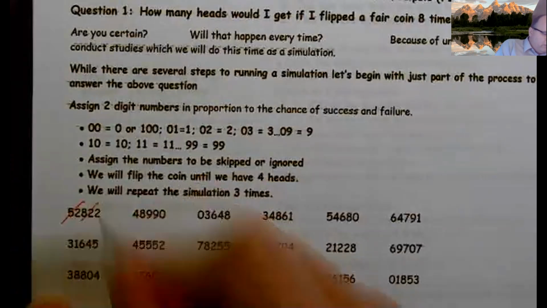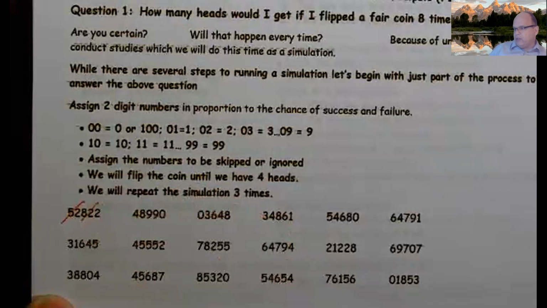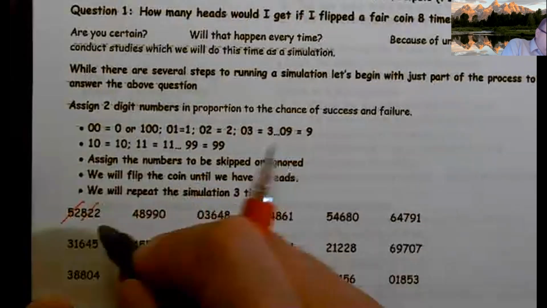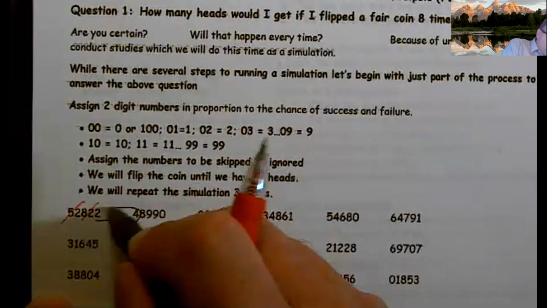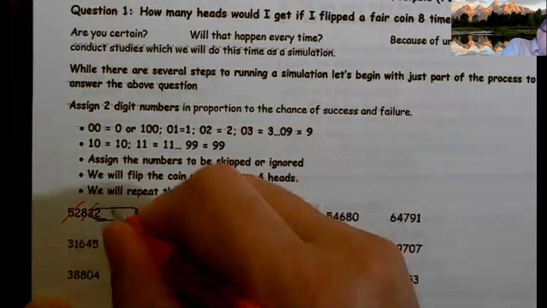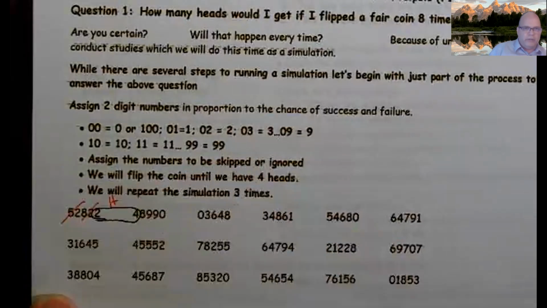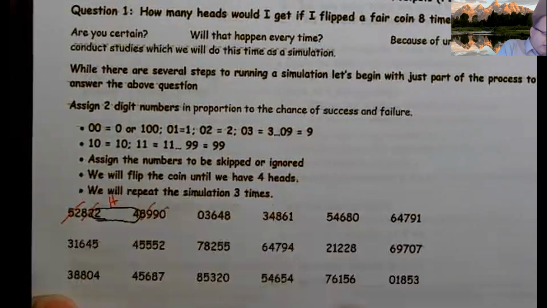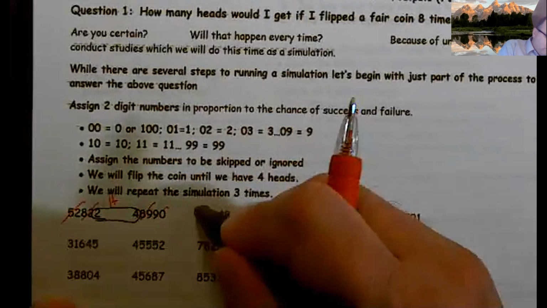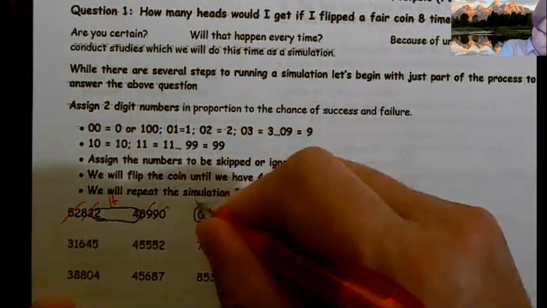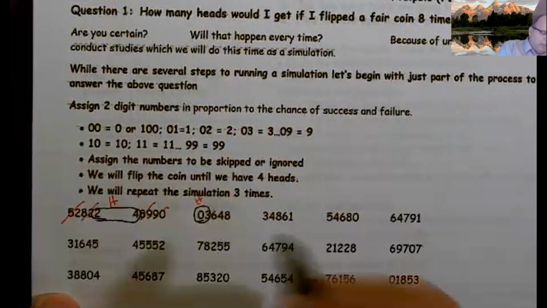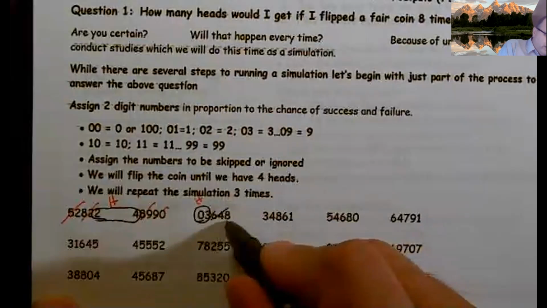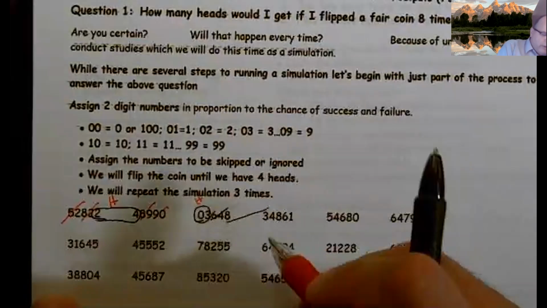Then I have an 82. That didn't work, because that's also a tails. But then I have a 24. And notice I bridged the gap, and that 24 happens to be a heads. So I now have one heads. Then I have an 89. That's not a head. Then I have a 90, not a head. But fortunately, I have an 03, and that is a heads. So now I have two heads. But I need to get 4. 64, 83. Hey, 48. That's a heads.